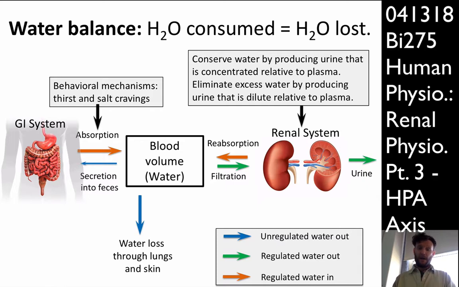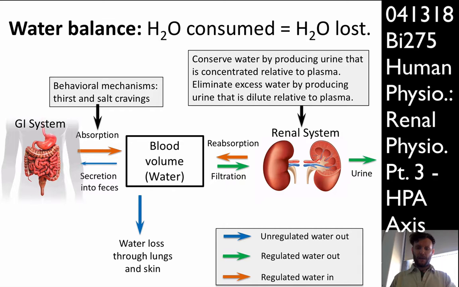Anyways, there is a significant amount of water, about a liter a day, lost via these unregulated mechanisms. And because of that, we have to have tight control over both what water comes in and what water can leave the body. So the regulation of water in is mostly through behavioral mechanisms. And you've already seen a little bit of that, the effects of angiotensin on the brain, on the hypothalamus. So this gives rise to our thirst and our desire for salt.